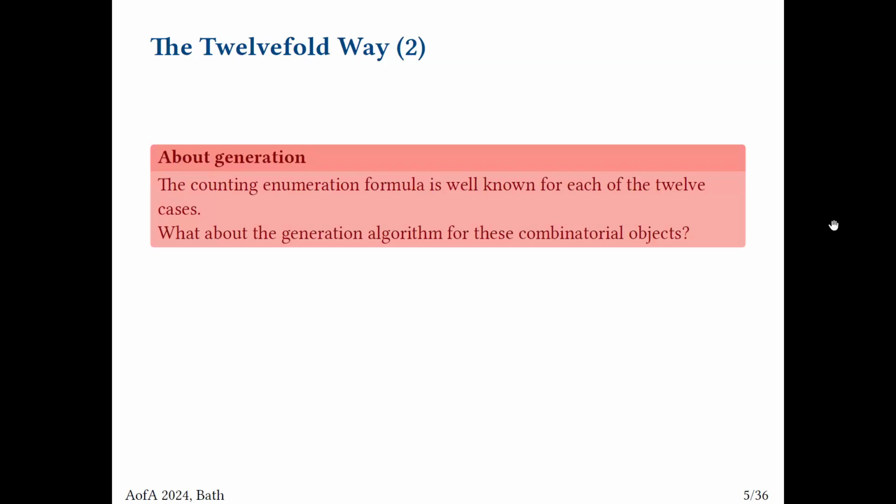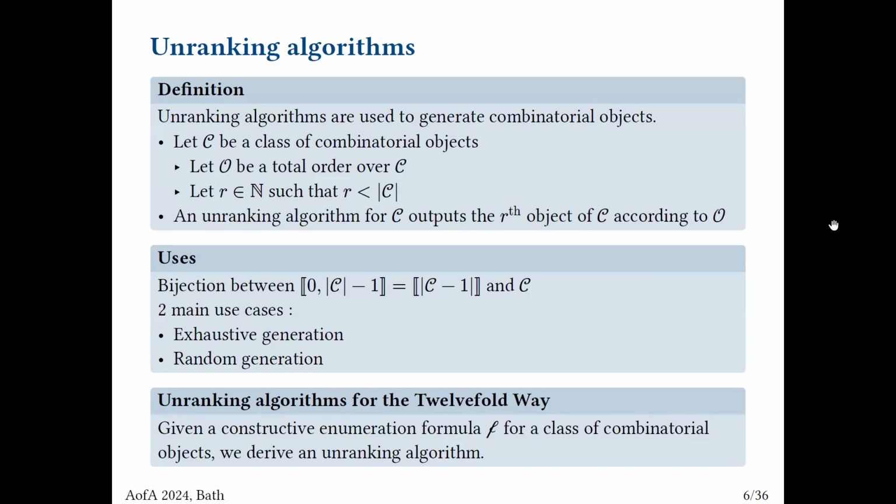In this talk, we will focus on generation algorithms for this problem, and more particularly on unranking algorithms for these structures. So what's an unranking algorithm? Given a class of combinatorial objects C, totally ordered by an order O, the user must be able to provide a rank of the structure that they want to generate, and the unranking algorithm will output the nth object of the class according to O. So intuitively, an unranking algorithm is a bijection between an interval and the combinatorial class, and it has two main usages. The first one is that we can adapt the algorithm in order to get an exhaustive generator for free, or a random generator for free.